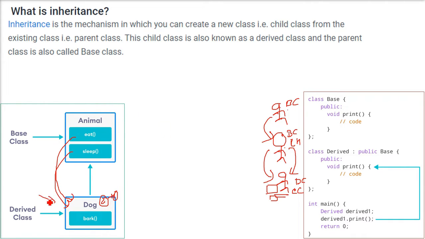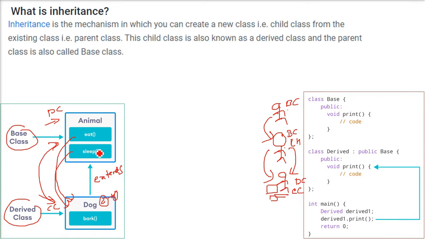This is the mechanism in which you can create a new class, which is called a child class or a derived class, from the existing class, which is called a parent class. This child class is also known as a derived class. Parent is also known as base class. See, the child is inheriting all the content of base, but base cannot inherit anything from the child. The reverse is not possible.